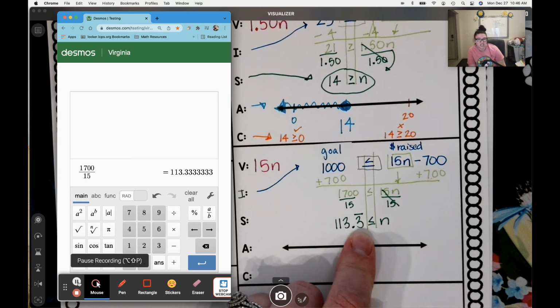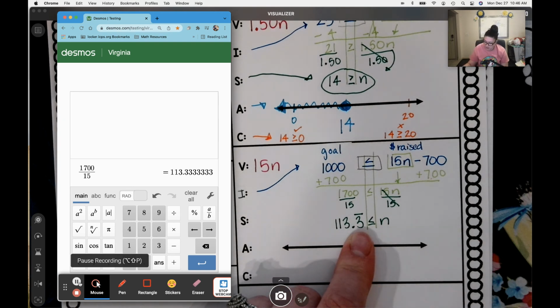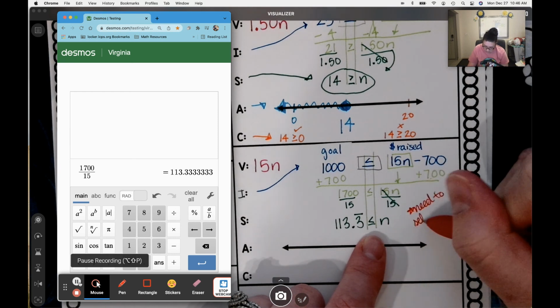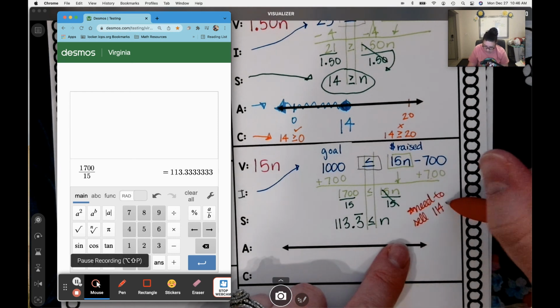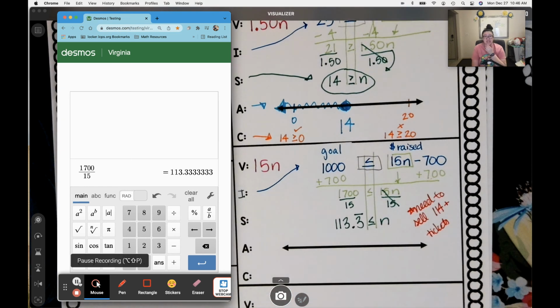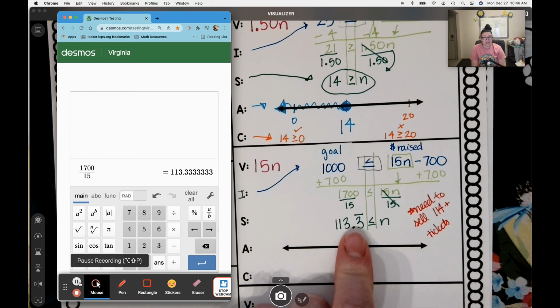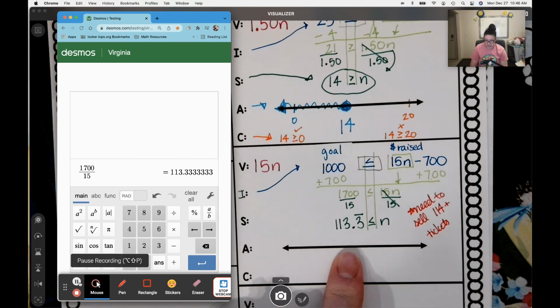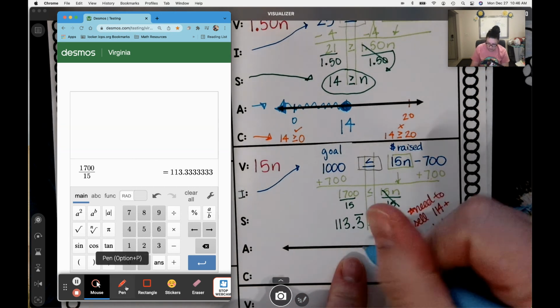But can I sell part of a ticket? I cannot sell part of a ticket. So they need to sell 114 plus tickets to meet their goal. Because again, I can't sell part of a ticket. So when we go through and graph this, because this answer doesn't make sense, I have to sell a whole ticket. We're going to make our answer on our line for our inequality be at 114.